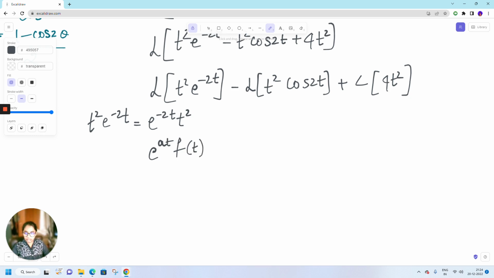And the other one, t square e power minus 2t, this was in the form of t power n into f of t. So the same question what I've written here, that is the Laplace of t square e power minus 2t, you can solve it in two ways. Either apply the shifting property, that is the first property, or apply the second property. You will get the same answer. Now let me apply the shifting property. Why? Because it's easier, right?